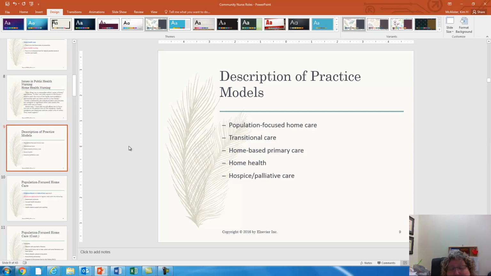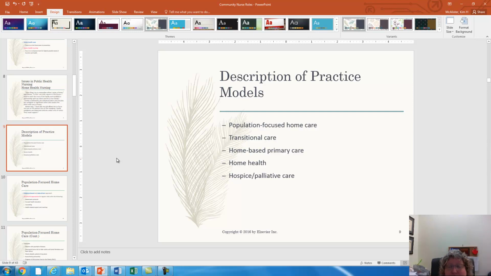So we have different practice models for home care. It can be population-focused home care. In other words, you're going in and making this visit because of some population issue. It could be a child that had a high level of lead when they had blood testing, and so you're going in to do an assessment about lead in the home. It could be a patient who has had TB and you're making the close contact assessments of people that live with them or people that have encountered them.